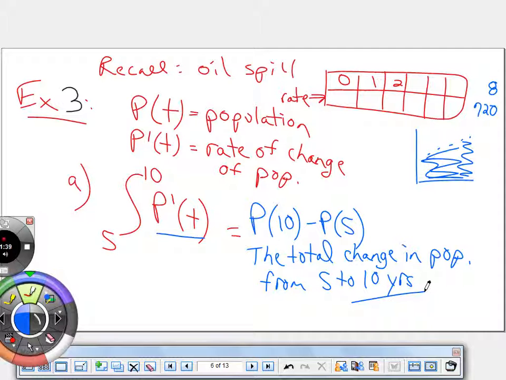Certainly, if someone gave you the population function, then you wouldn't really need to do this integral business. All you would do is plug a 10 into the P function, and then plug a 5 into the P function, and then you'd just subtract those values, and you'd easily be able to figure out the change in the population from 5 to 10 years. A lot of times, though, we don't have the original function. We just have rates. We have data that gives us rates of change of the population. So if that's the case, then the calculus comes in handy.